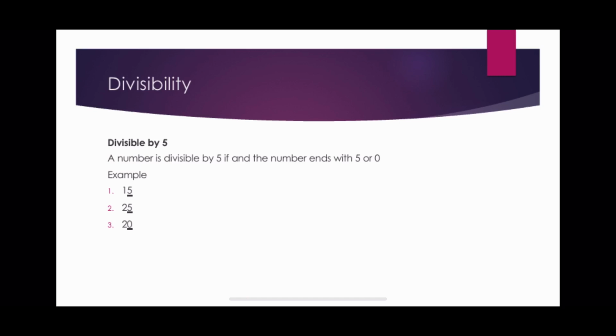For example number 3, 20 ends with 0. Therefore, it is also divisible by 5. Number 4, 30 is also divisible by 5 because it ends with 0. Number 5, 40, the same. It ends with 0. Therefore, it is divisible by 5. And number 6, 125. It is also divisible by 5 since it ends with 5.